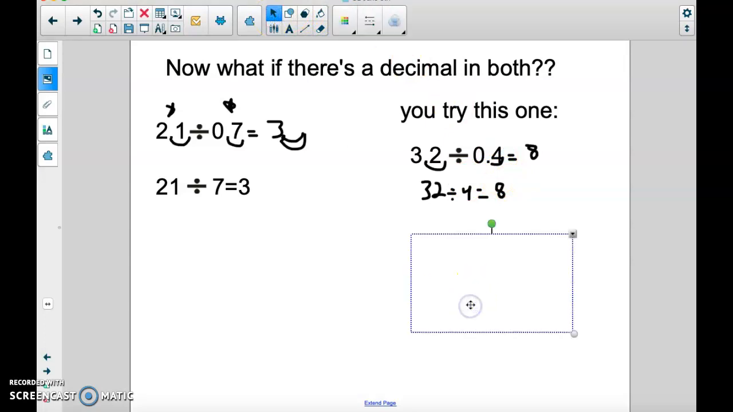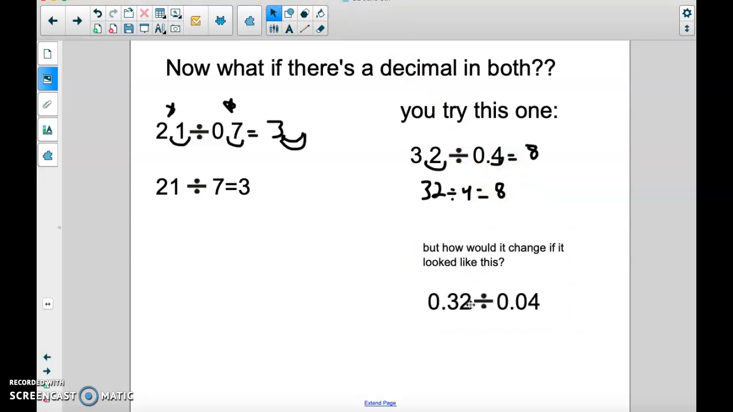Now, what I want you to think about is, what if it looks like this? What if you make 2 jumps? How would it be different? So you got to make 2 jumps here and 2 jumps here. Guess what, guys? It doesn't change anything because I'm doing the same number of jumps here as I'm doing here. So the answer would still be 8.